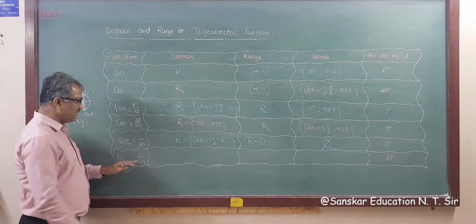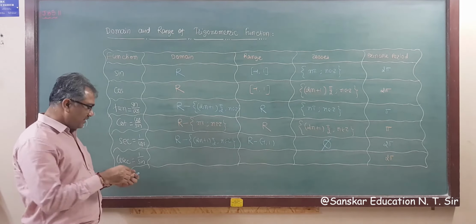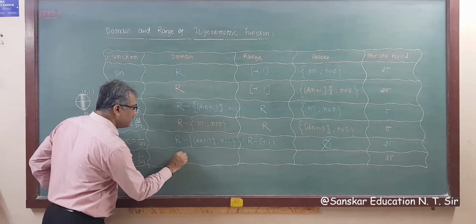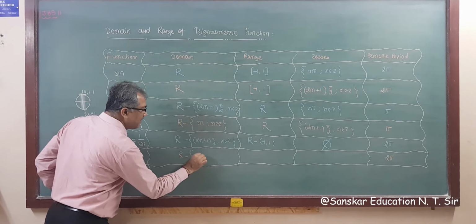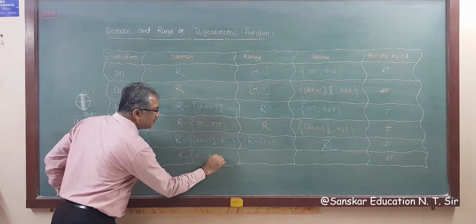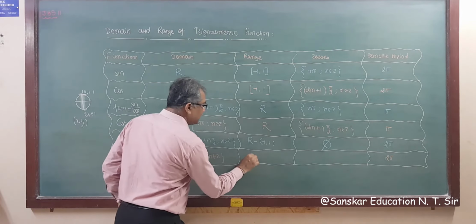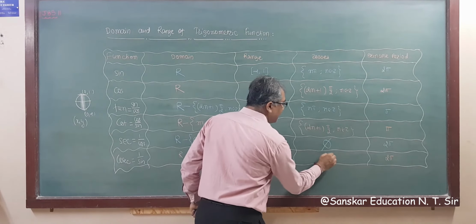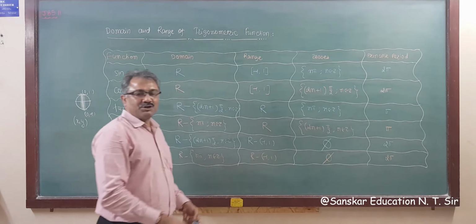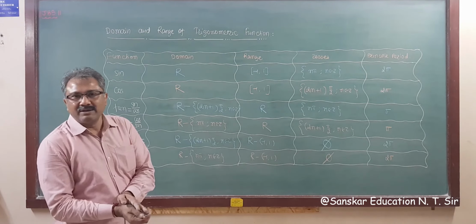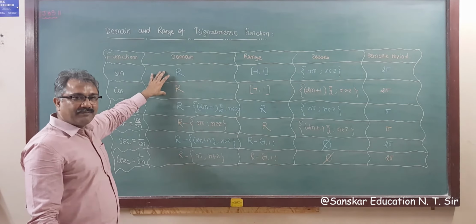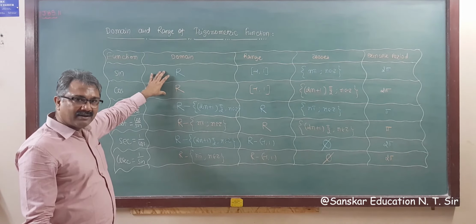Now similarly, cosec is 1 upon sine. So the domain requires sine not equal to 0, which means you have to subtract n pi, n belongs to Z. So R minus n pi, n belongs to Z. The range is the same, R minus (-1, 1), and the set of zeros is empty. So it's very easy to remember. For sine and cos, the domain is the same, R.